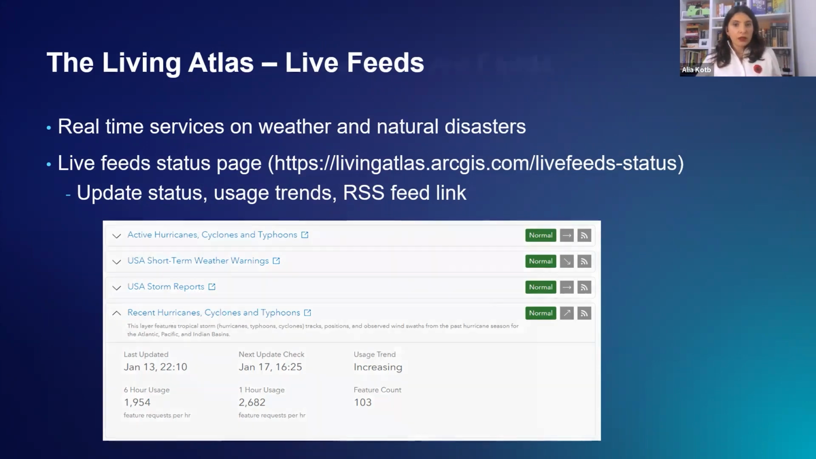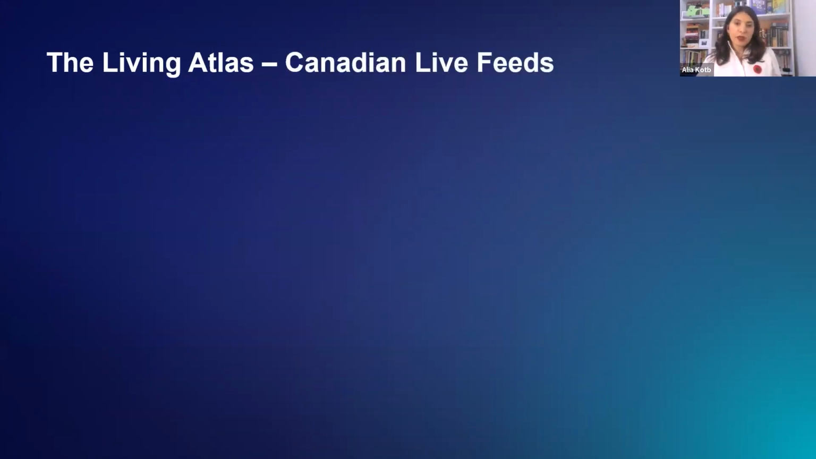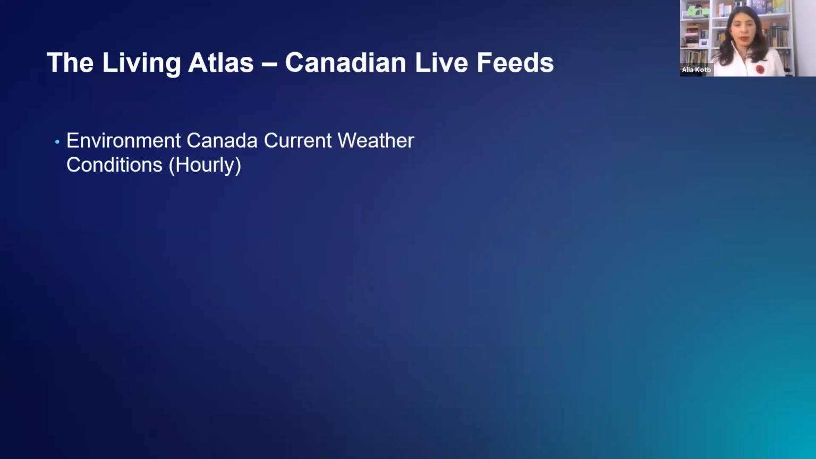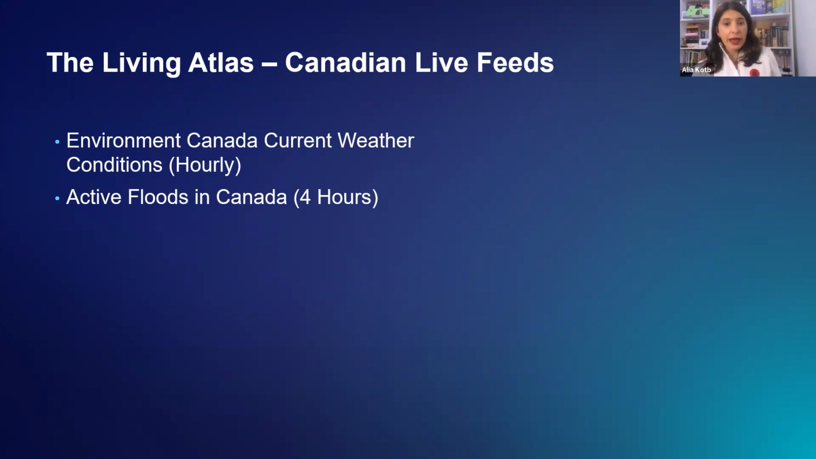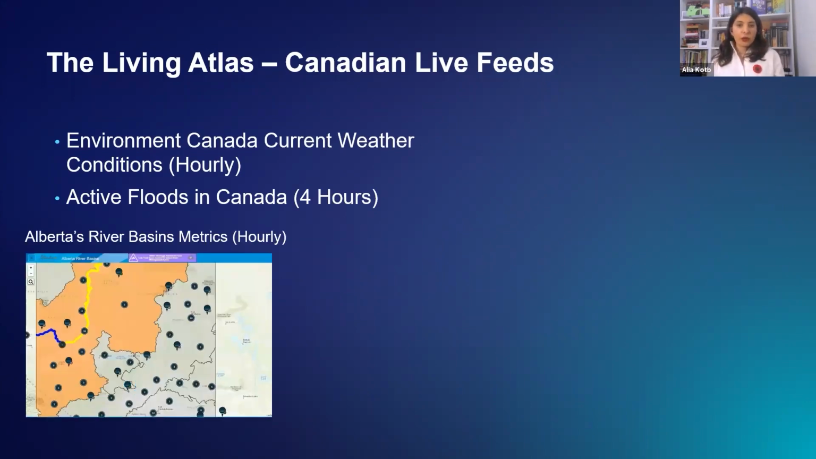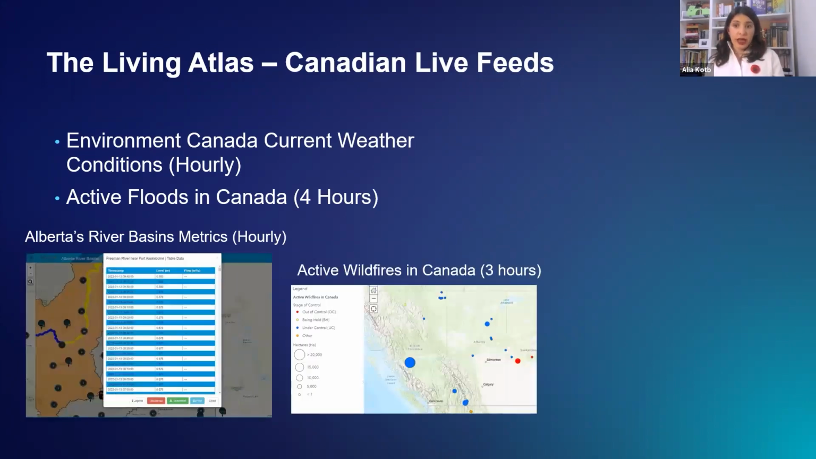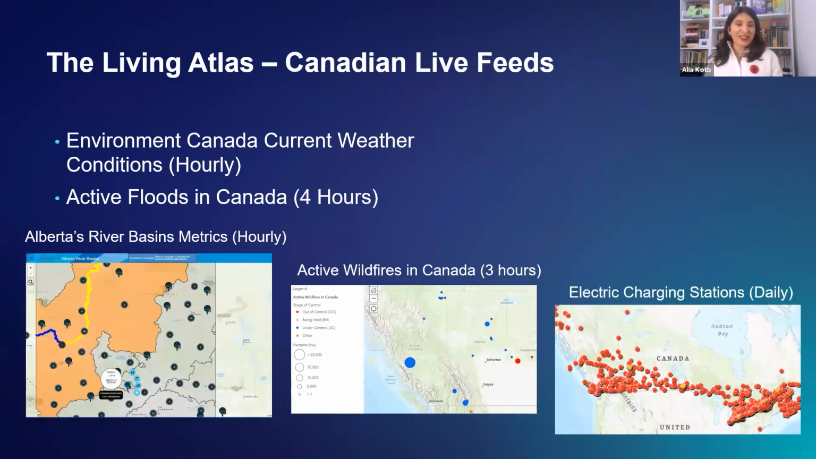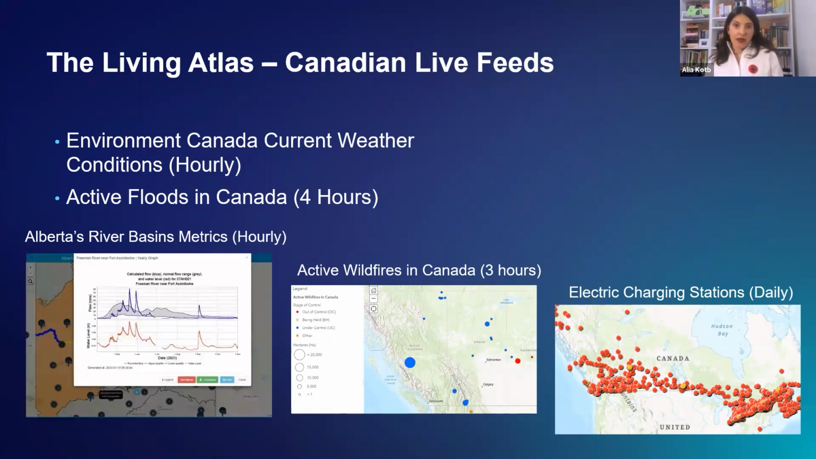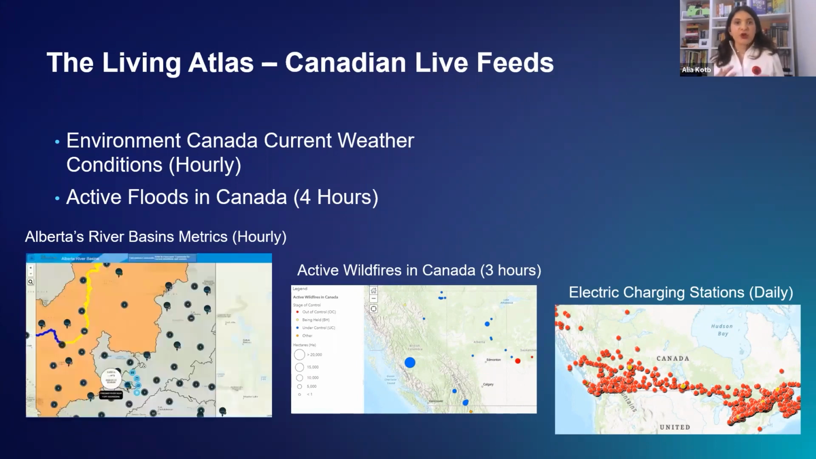When we look at live feeds for Canadian content, the Environment Canada current weather is an hourly application. It gets updated every hour. The active floods in Canada is updated every 4 hours. Examples of hourly apps available on the Living Atlas are the Alberta River Basin Metrics, which is an hourly update. And then the active wildfires in Canada is every 3 hours. And electric charging stations, if you own one of those cars, there is a daily update on that application as well. So again, you can trust the currency of the resources that you're looking at.